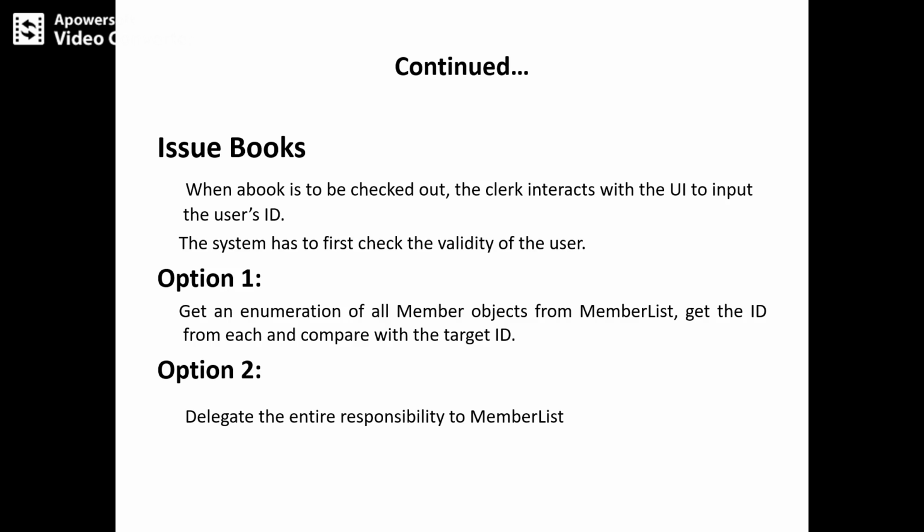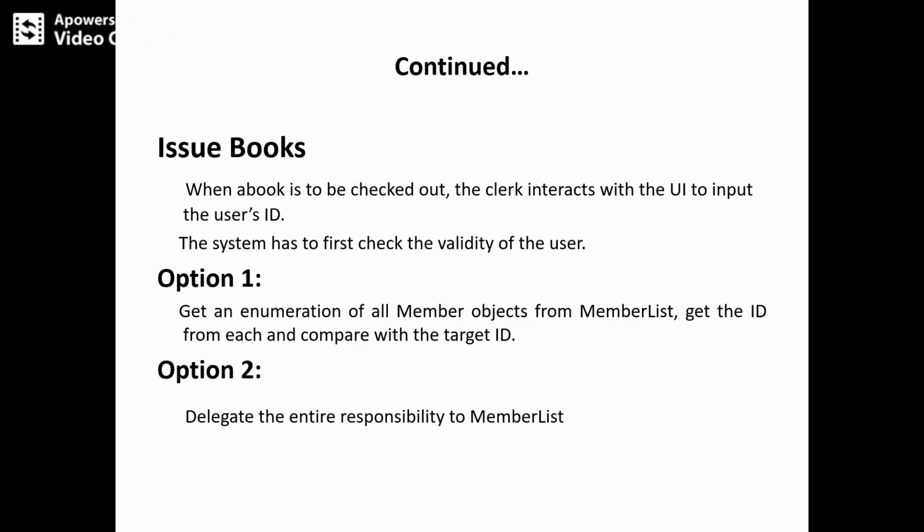Option 1: get an enumeration of all the member objects from the member list, get the ID from each and compare it with the target ID, the ID submitted by the user. So we go through all the member objects in the member list and compare each one's ID with the target ID. This is one option. Another option.